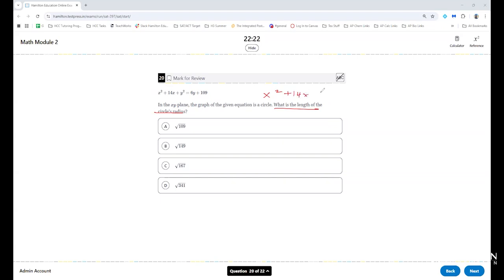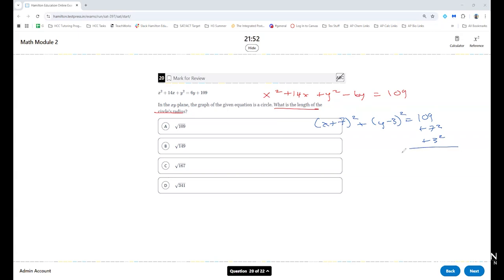So x squared plus 14x plus y squared minus 6y is equal to 109. All right, so what we do is we take half of the middle terms. So let's go through it. So it's going to be x plus half of 14, which is 7, squared, and then y plus half of -6, which is -3, squared, is equal to 109 plus 7 squared plus 3 squared. Again, you're squaring it, so you don't need to worry about the negative.